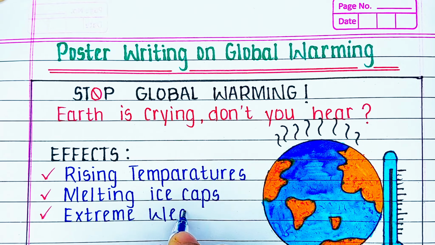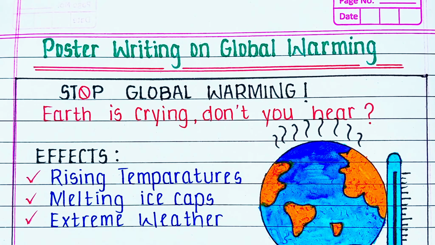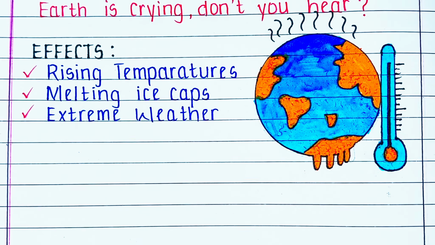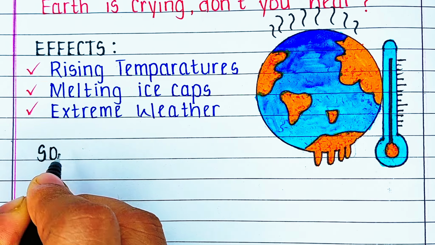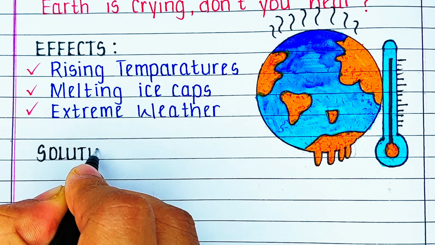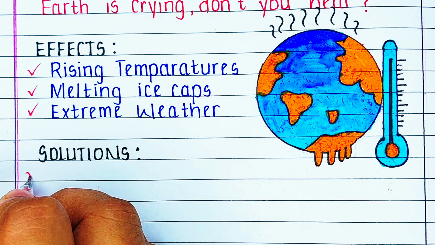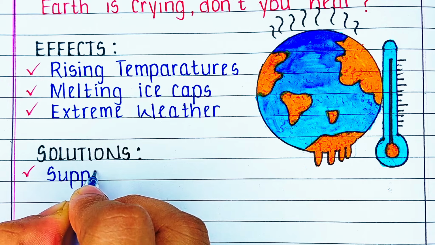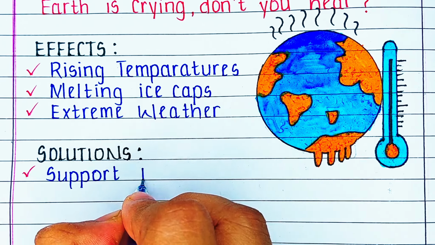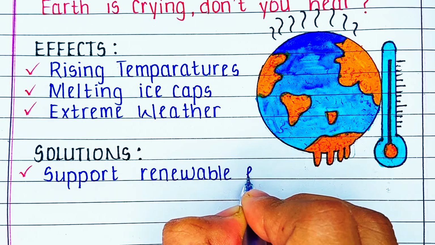Third point, extreme weather. To the right hand side, I have drawn a graphical representation that will represent the whole concept or theme of our poster. I have drawn an earth that is facing heat waves and is melting down with a red heating temperature right beside it to indicate the rising temperatures due to global warming. In the next part of the poster, we will continue with the suggestions or solutions that we have for this global challenge.